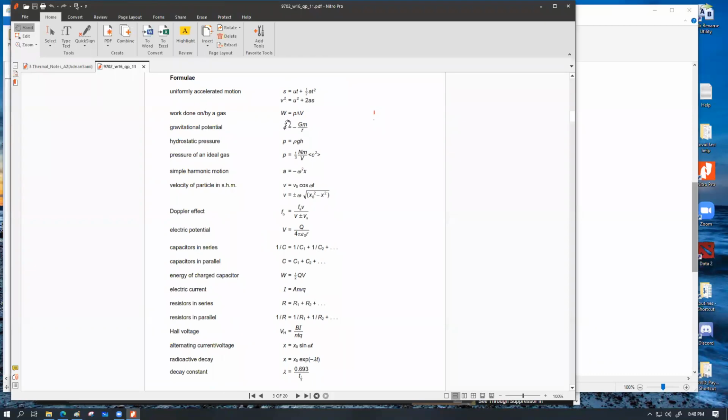work done on a gas, a formula is given. Work done is given by constant pressure into change in volume. You're going to have this formula available. Hydrostatic pressure is P equals rho gh. That is going to be available. Pressure of an ideal gas is also going to be available. It is given by 1/3 Nm by V c squared. So this whole thing is basically density, but they divided this into expressions so that you understand this part.